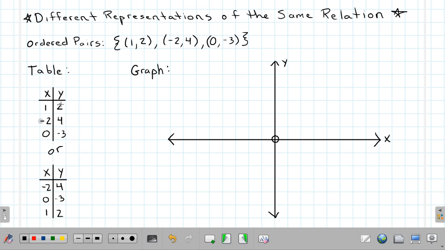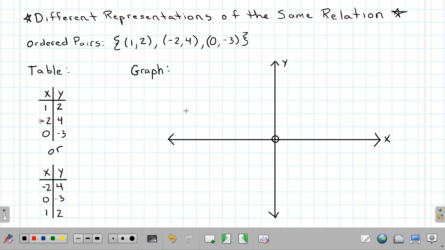And this is probably the easiest one to represent, just drawing a table. As long as you have the ordered pairs here on each row, that's pretty much it, okay? It's telling you the same information. It's telling you have the ordered pair 1, 2, the ordered pair -2, 4, and the ordered pair 0, -3.